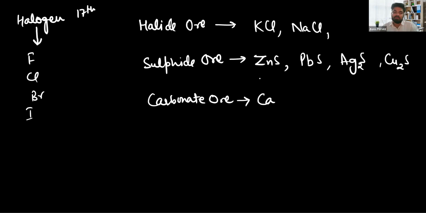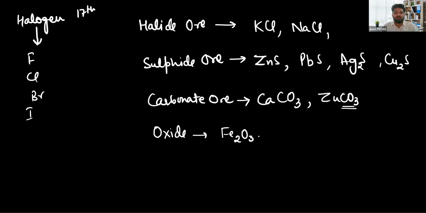No idea, sir. This CO3 is considered the carbonate group. If any metal is bonded with CO3, then it is considered a carbonate ore, like CaCO3, calcium carbonate, and zinc carbonate. And the last type of ore is the oxide ore. Oxide ores are those that have oxygen at the end, for example Fe2O3, iron oxide, Al2O3, aluminium oxide, and zinc oxide. So these are the oxides.